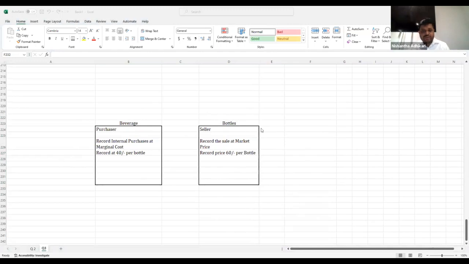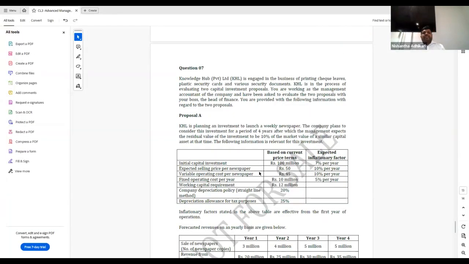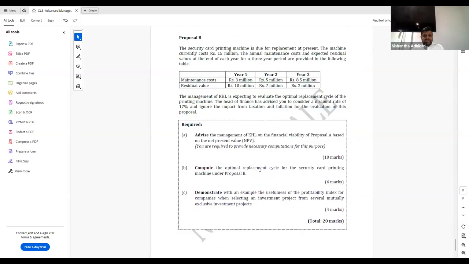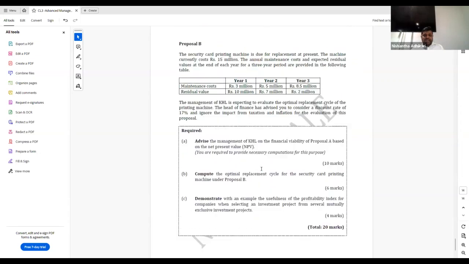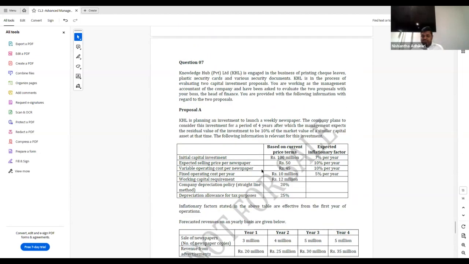Now I will move to the last illustration. Question number 7. I am a little bit faster because within the given time period, I need to complete. Now it's related to NPV calculation and it has been given 20 marks. Okay, we'll read quickly. Knowledge Hub Private Limited, KHL, is engaged in the business of printing check leaves, plastic security cards and various security documents.